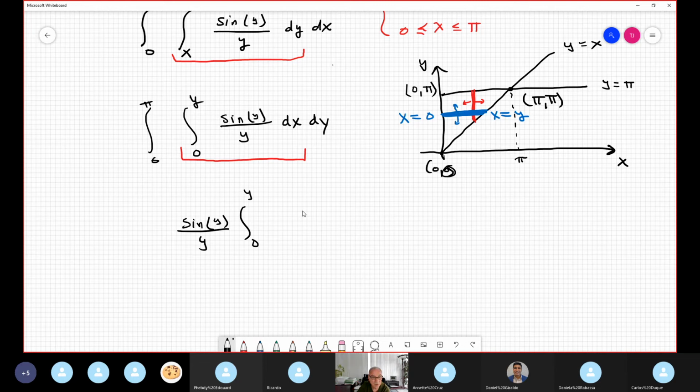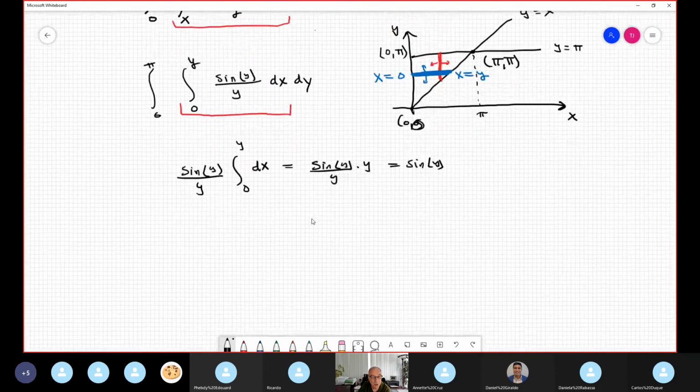Integral from 0 to y of dx. I temporarily forget this dy and this integral. I pay attention: this integral dx is x, evaluated between 0 and y is y. So sine y over y multiplied by y is just sine y. Okay, so I come back to my original problem, no? My integral goes from 0 to pi of sine y dy. Wow, this is a piece of cake.